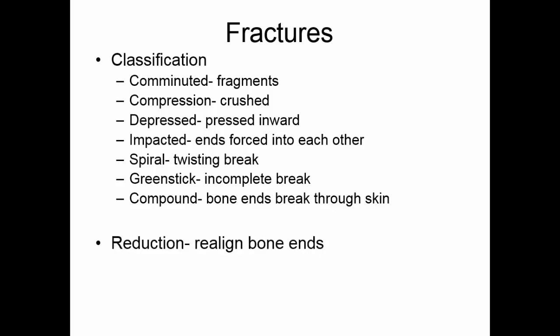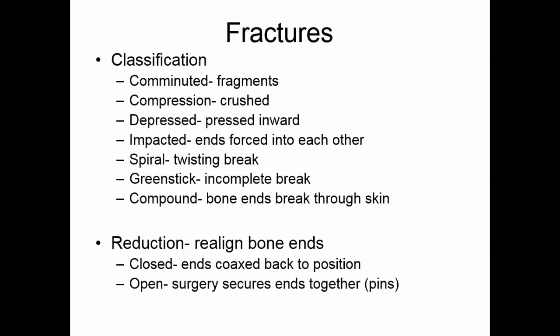Whenever there is a break, you have to reduce the fracture. This reduction is simply realigning the bone ends. A closed reduction occurs if the ends can be put back into position without breaking the skin. An open reduction is when surgery is done to help secure the ends together. Usually pins and metal plates are involved in getting this bone back together.